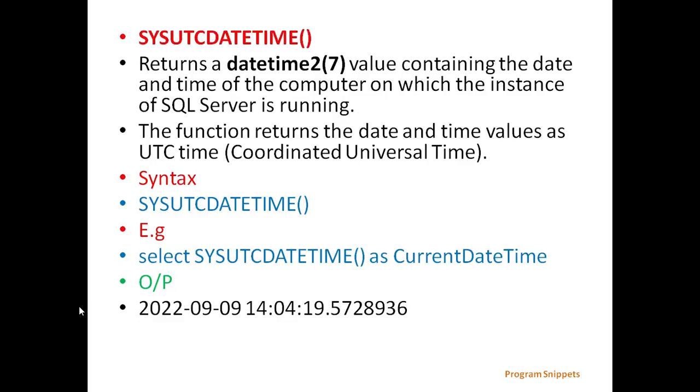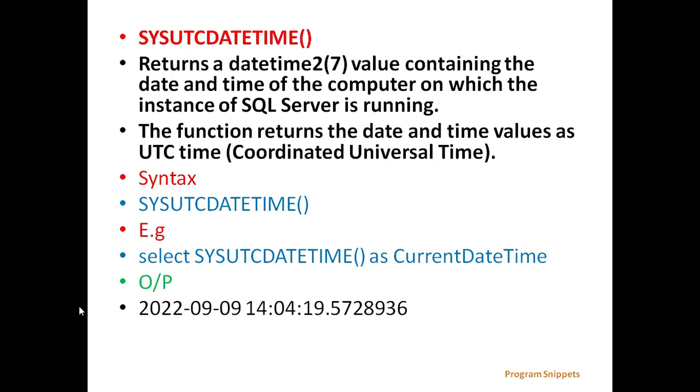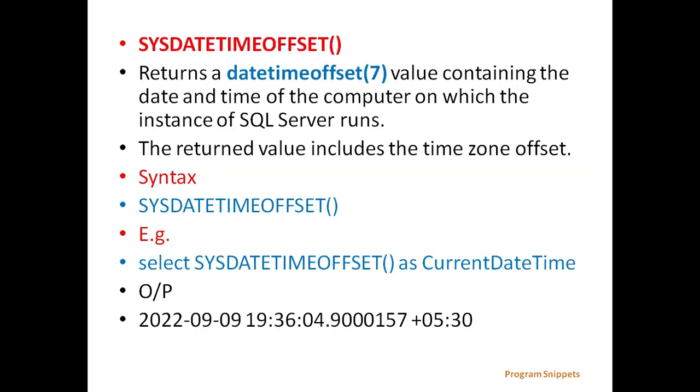Next is SYSUTCDATETIME. This function returns a datetime2 value containing the date and time of the computer on which the instance of SQL Server is running. This function returns the date and time values as UTC time. General syntax is SYSUTCDATETIME. For example, SELECT SYSUTCDATETIME AS current_date will give the output with current date and time as UTC time.